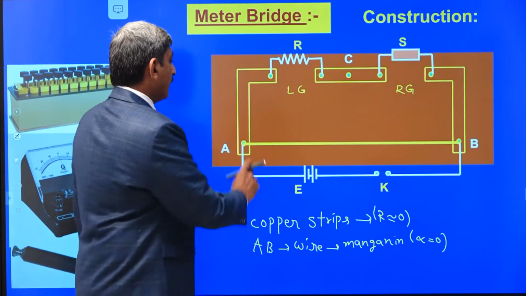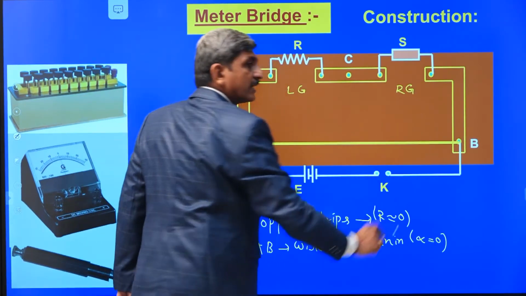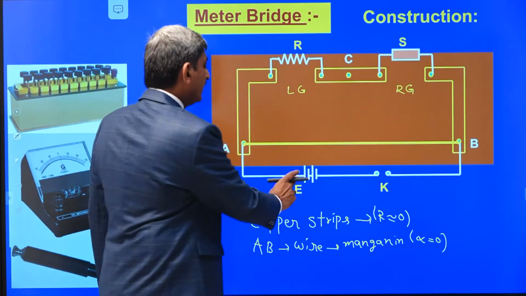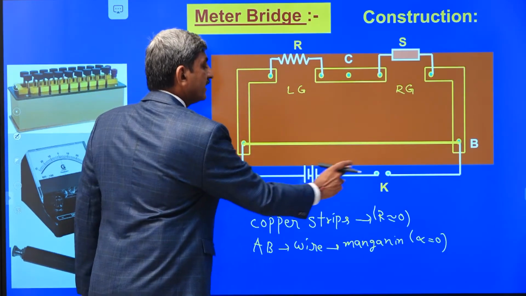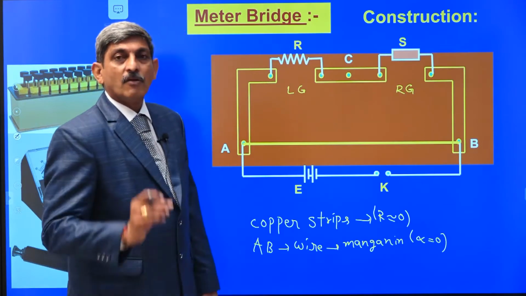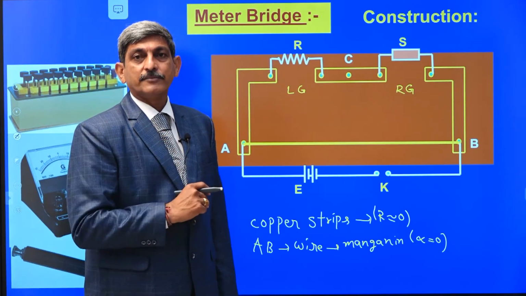After that, between the two end points of the wire, we connect a battery in series. This is the battery, this is the plug key. What is the purpose of the plug key?